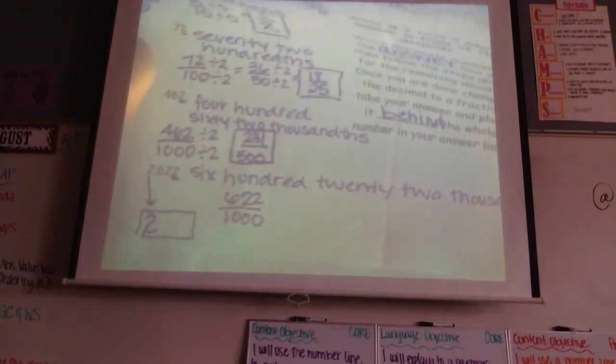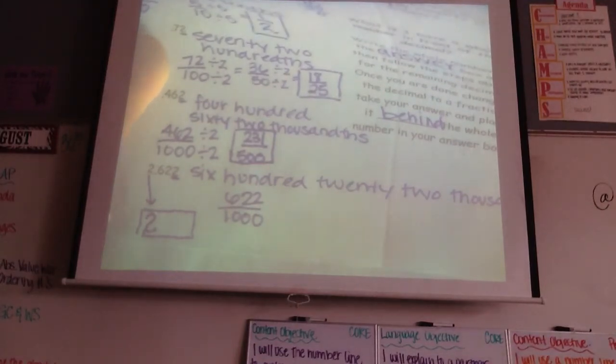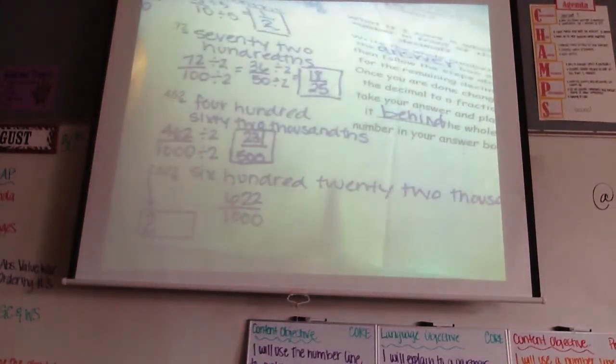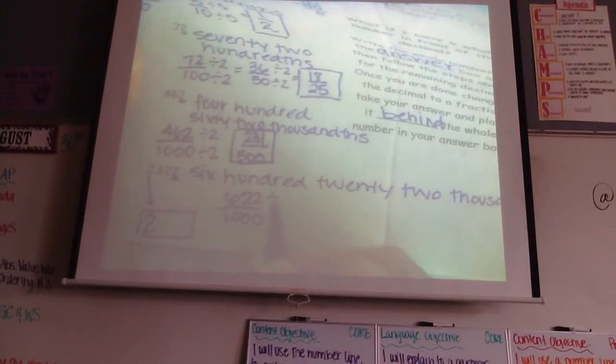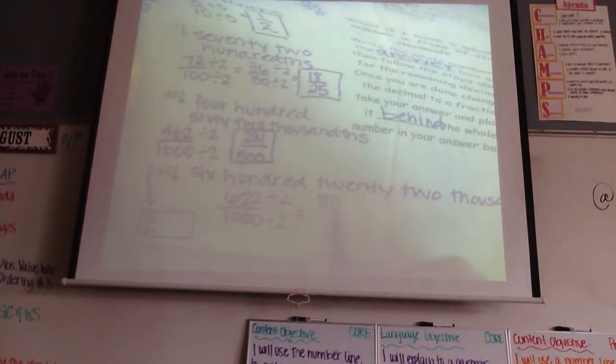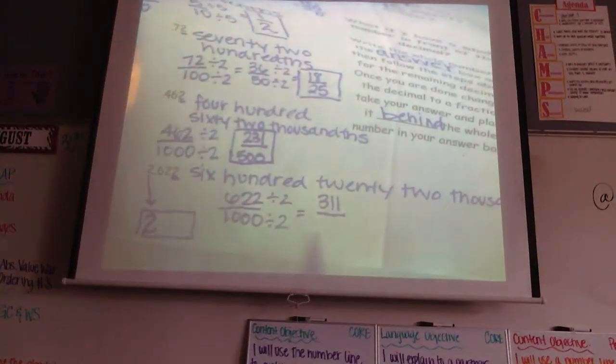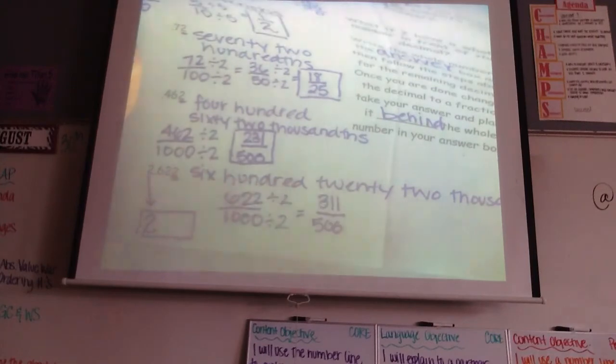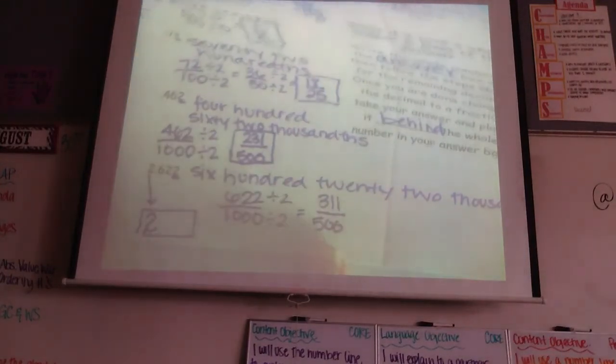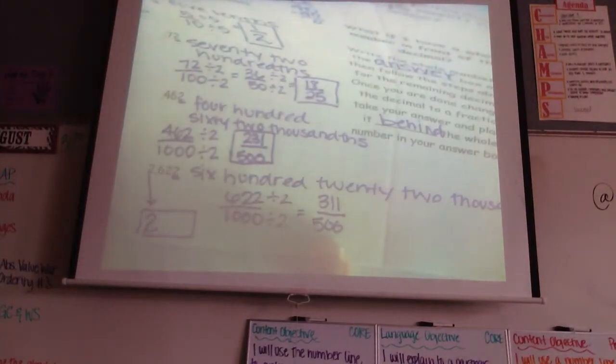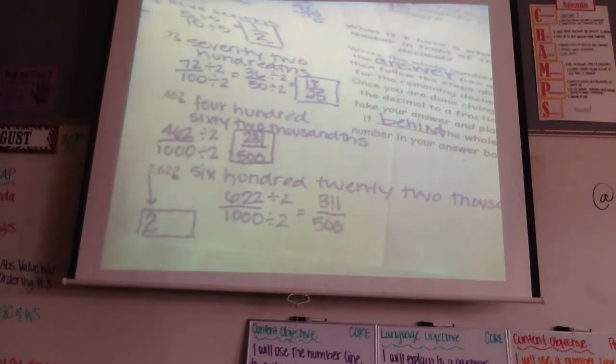Am I done? Absolutely not. We have to always, always, always simplify. Very good. Okay? They're both even, so let's start out and divide by 2. 622 divided by 2 is 311. And 1,000 divided by 2 is 500. Can I simplify this anymore? Nope. All right, so here's my simplified fraction, but I'm not done.